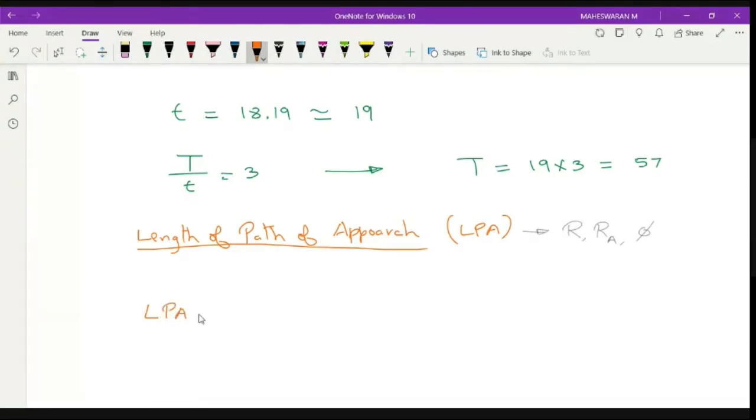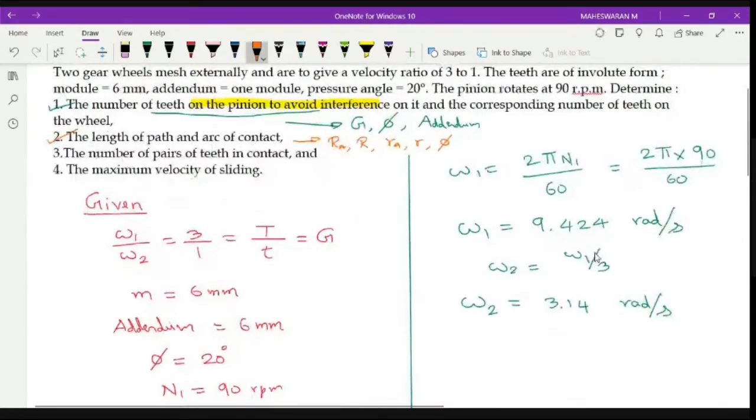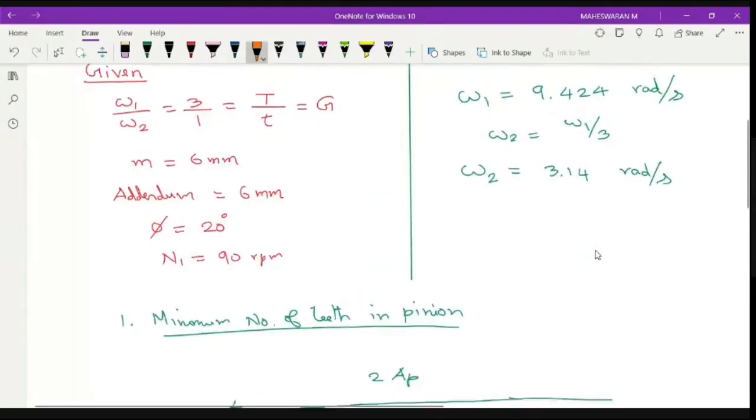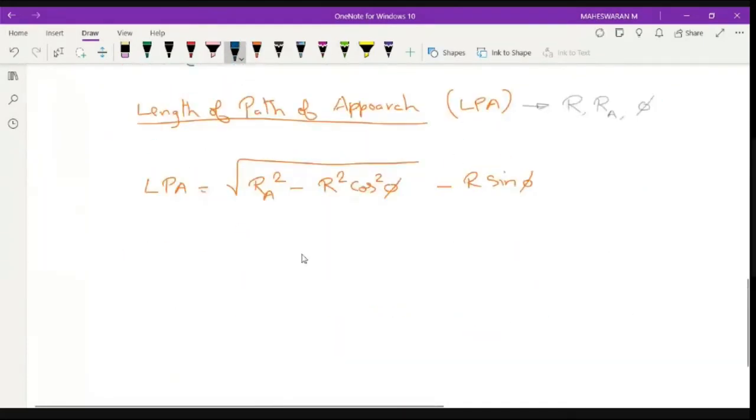So LPA is equal to root of RA square minus R square cos square phi minus R sin phi. So this is the formula. The variables are R, RA and phi. First, let us identify R. Can you identify the value of R? How to identify that? From module. Yeah, very good. So from module, we can identify R.